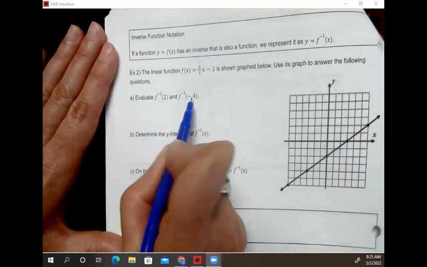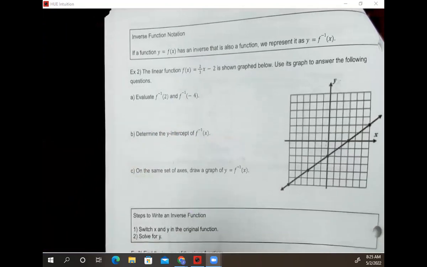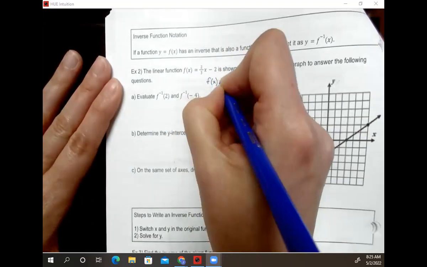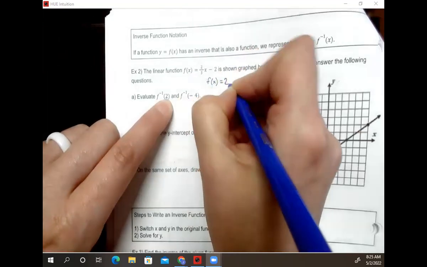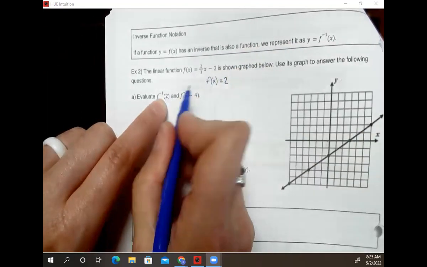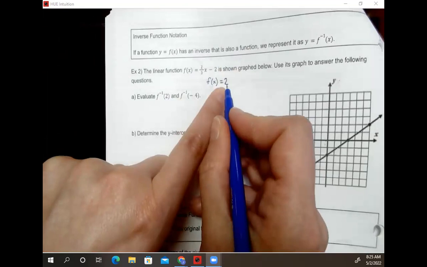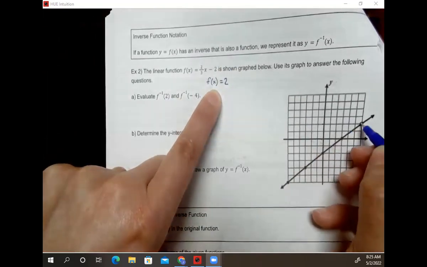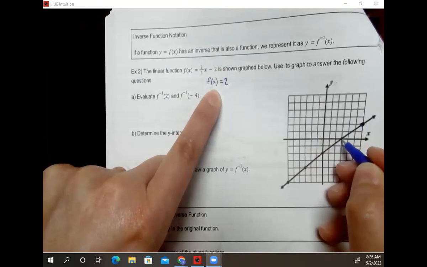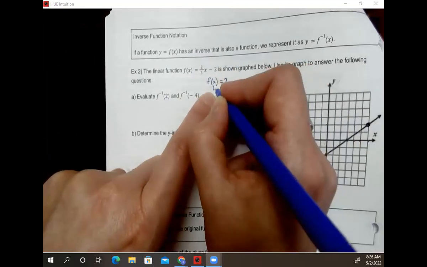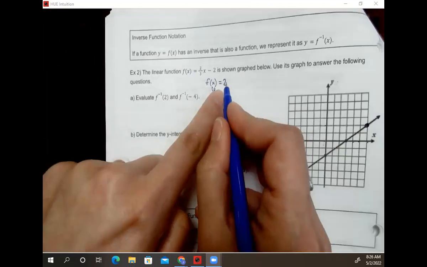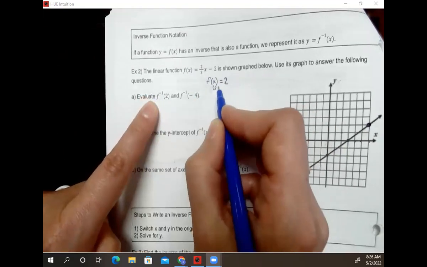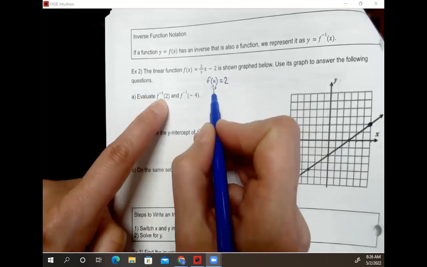So f inverse means I'm looking at having swapped the x and y. So for the original function, I know that my y value is 2. Remember, x and y are swapped. So when my y value is 2, what's x? Well, that would be 1, 2, right here. 1, 2, 3, 4, 5, 6. That would be 6. So in my inverse function, remember the x and y values would be swapped. So f inverse of 2 would be 6.